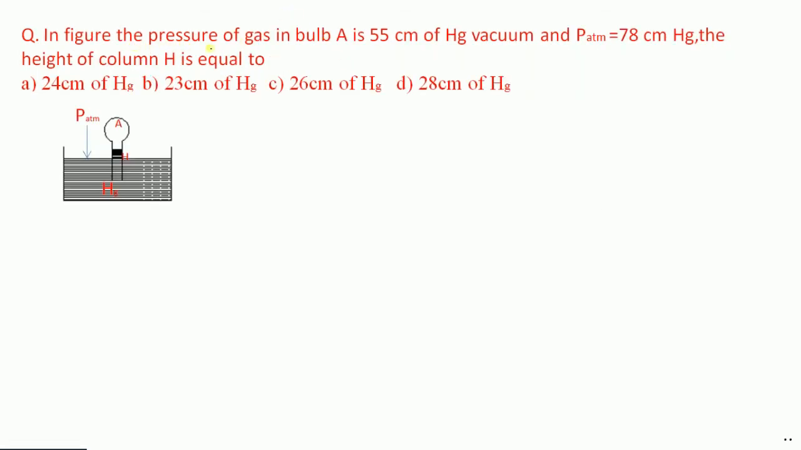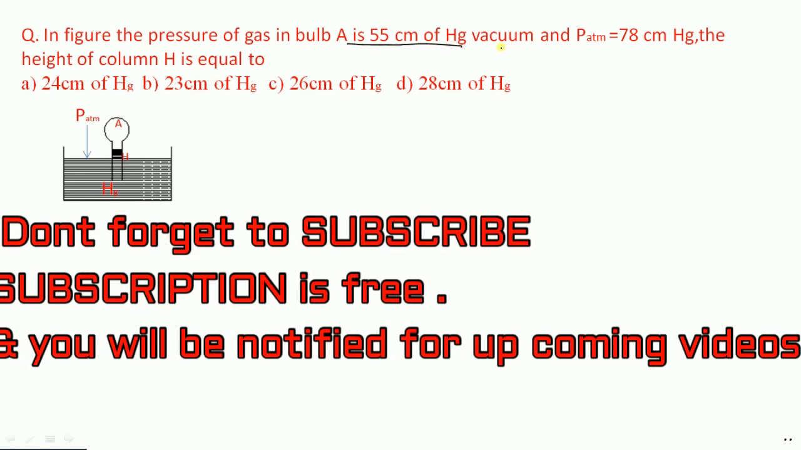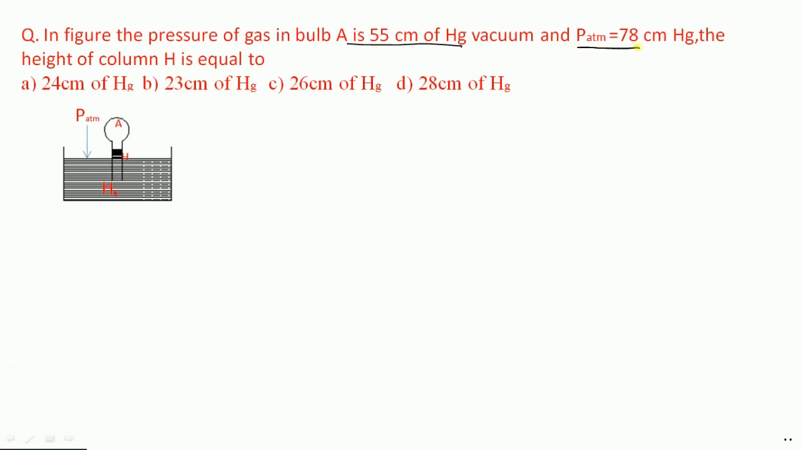In figure, the pressure of gas in a bulb is 55 centimeter of Hg. Vacuum and atmospheric pressure PATM is 78 centimeter of Hg. The height of column H is equal to. So here they are asking what is the height of column, because there is Hg and they have inserted an inverted tube and they are asking the height.